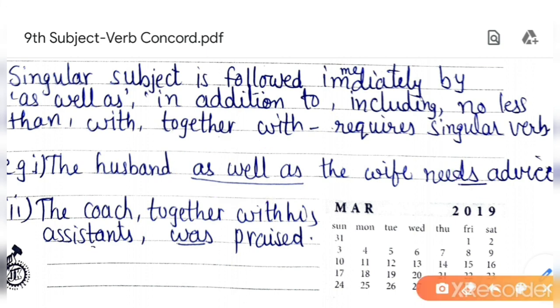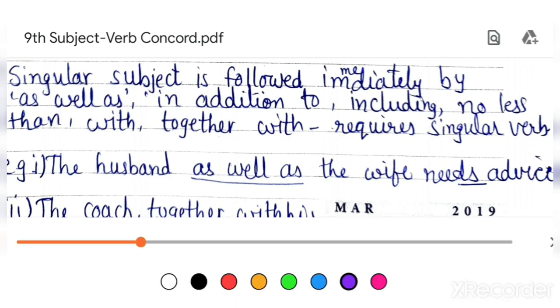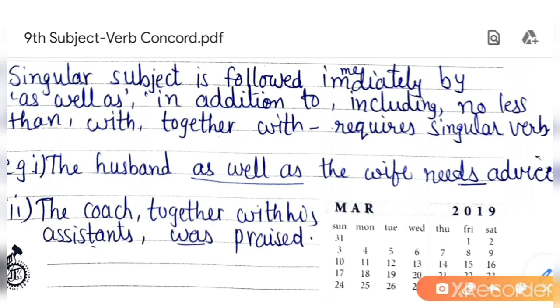Next one is the coach together with his assistants was praised. Here the coach, one person is there, together with his assistants. Don't think that here assistants plural is given, we will use were. No, it's wrong. After the coach comma is given, after the assistants comma is given. Okay, so here was will be used. Understood?